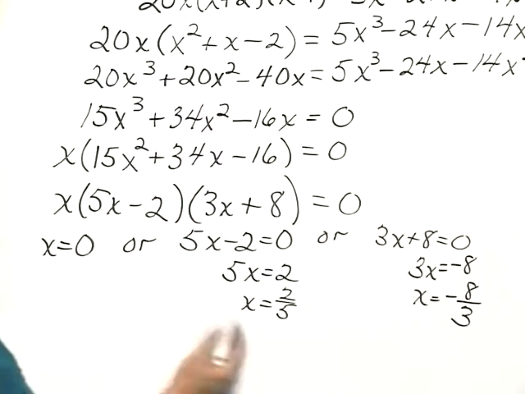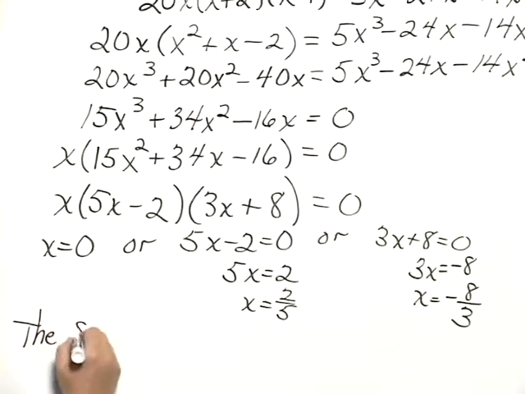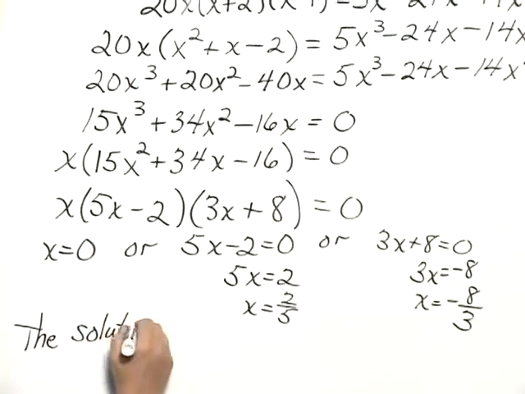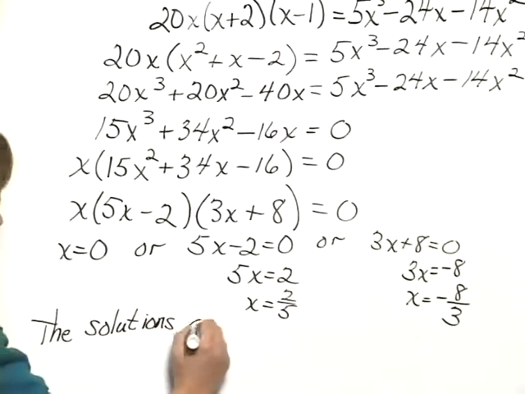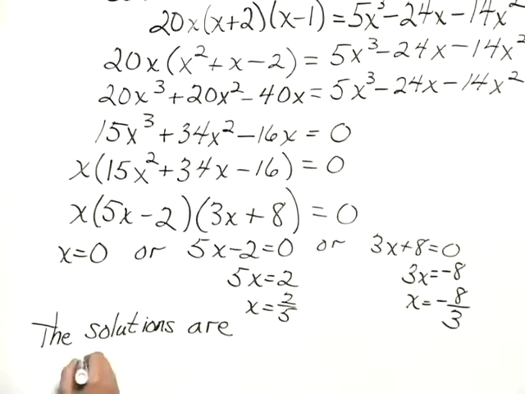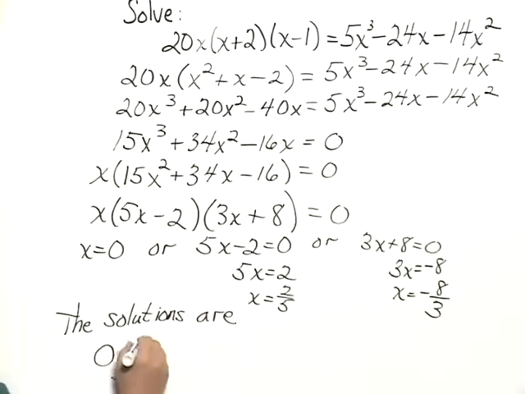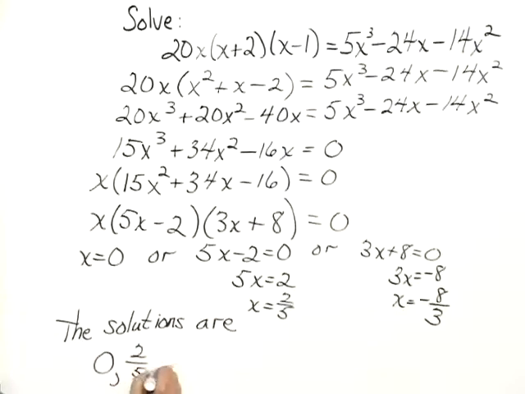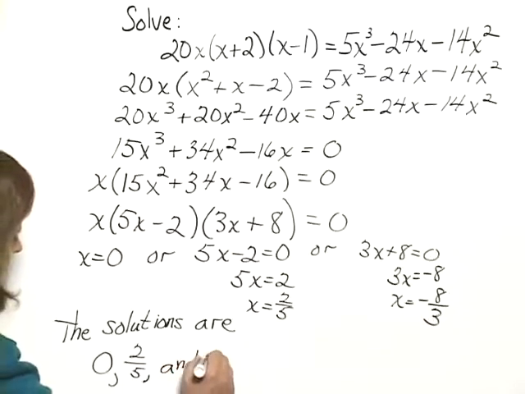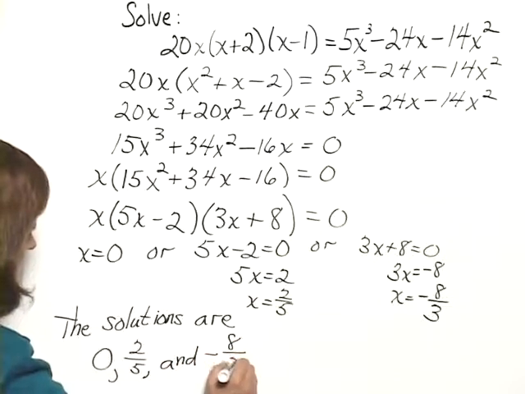This actually gives me 3 values for x, and if I were to substitute, they would all 3 make this equation true. So I can state that the solutions are 0, 2/5, and negative 8/3.